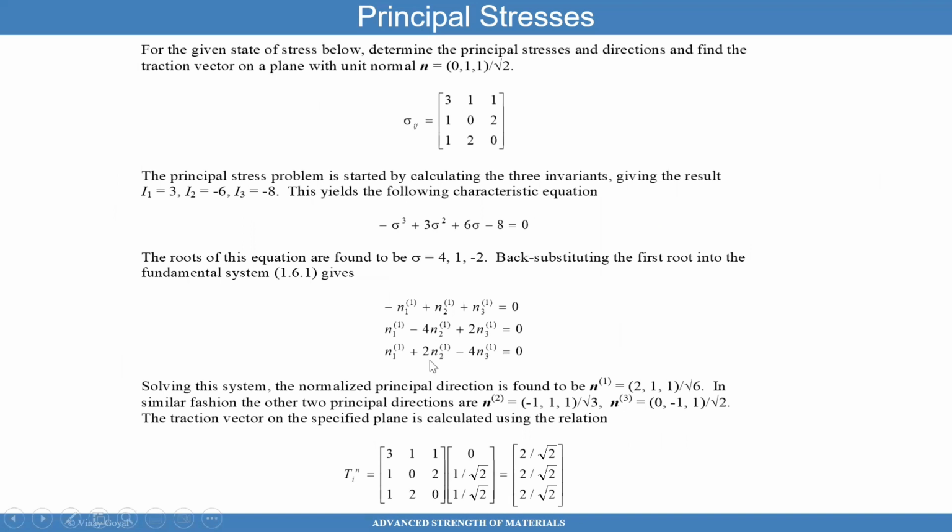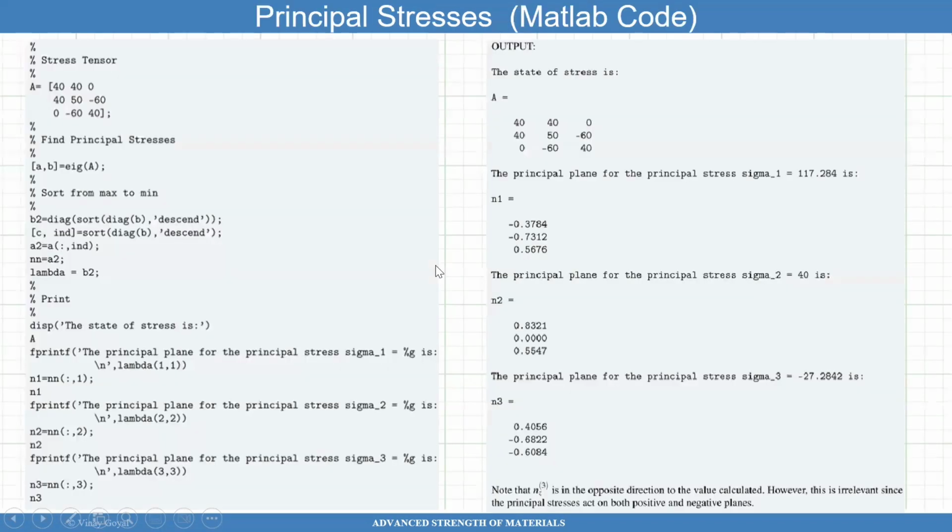And then once you have these three equations, you can solve two of them in combination with the fact that n1 squared plus n2 squared plus n3 squared is 1, because n is a unit vector. So that will give you one of the directions that corresponds to sigma equals 4, for example. So that's what we've done.